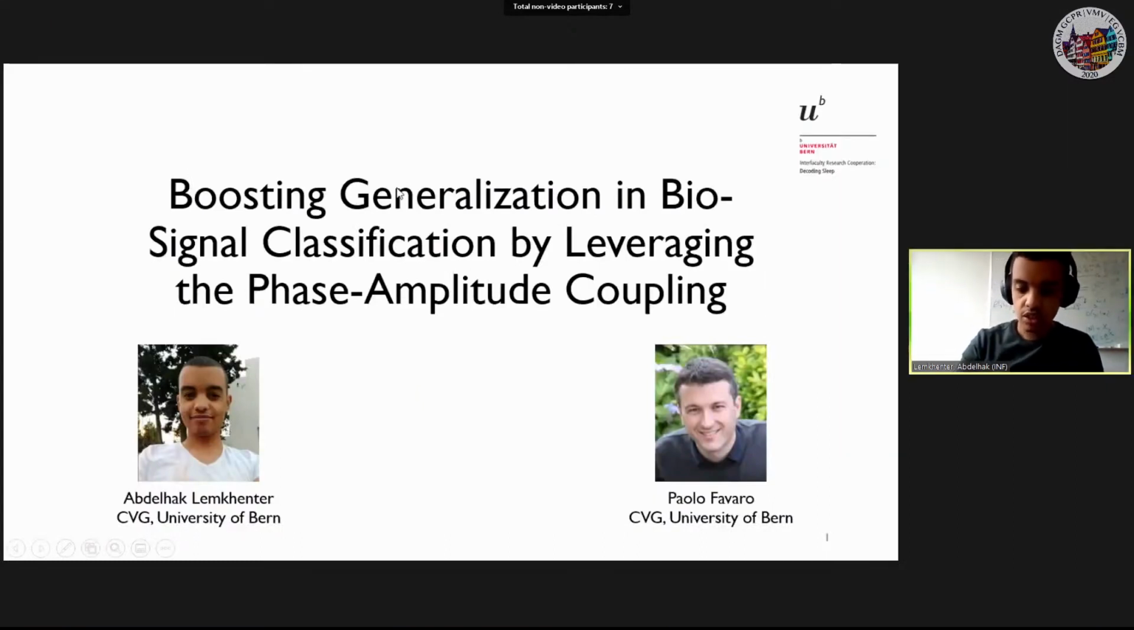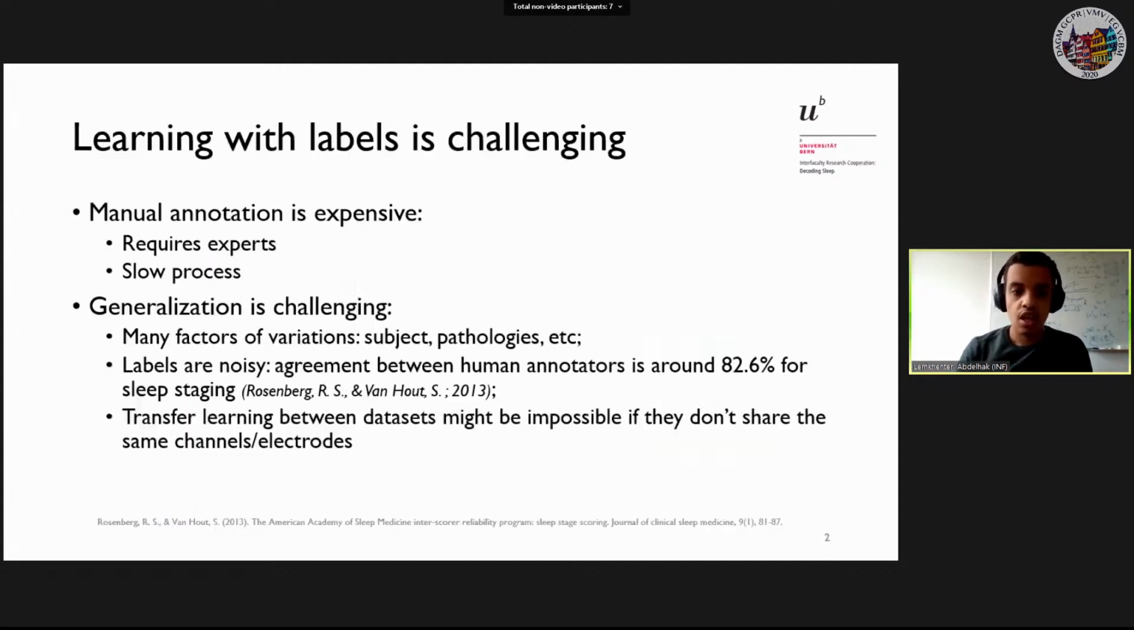So hello, everybody. Today we'll be presenting our work on boosting generalization in biosignal classification by leveraging the phase-amplitude coupling. This work was done by Professor Favaro and me, Abdelhak Lemkhenter at Bern University. When it comes to biosignals, supervised learning is very challenging in the sense that manual annotation is rather expensive since it requires the input of experts and neurologists. And also, even if you have access to such annotation, there are a lot of factors of variation within the data that can be subject dependent or hardware dependent, and the labels themselves can be quite noisy.